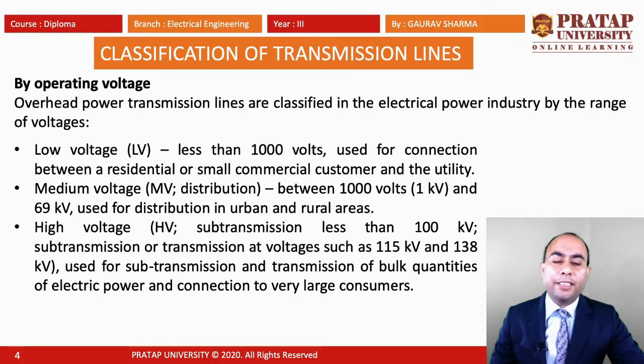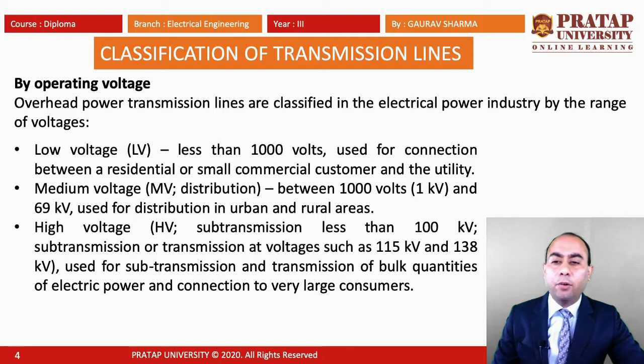Now, we classify transmission lines as per the operating voltage. Overhead power transmission lines are classified in the electrical power industry by the range of voltages. We categorize them into three categories. First, low voltage, LV, which is less than 1000 volts, used for connection between a residential or small commercial consumer and the utilities. Medium voltage, in short MV, is also a distribution line. It is between 1000 volts or 1 kV and 69 kV, used for distribution in urban and rural areas.